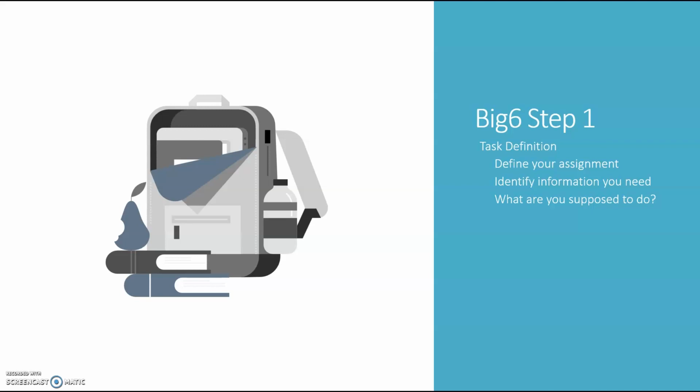So the first step in the Big 6 is task definition. This means you determine what you're supposed to do. This can help determine what your research project is about. You also decide what you're supposed to do for your project.